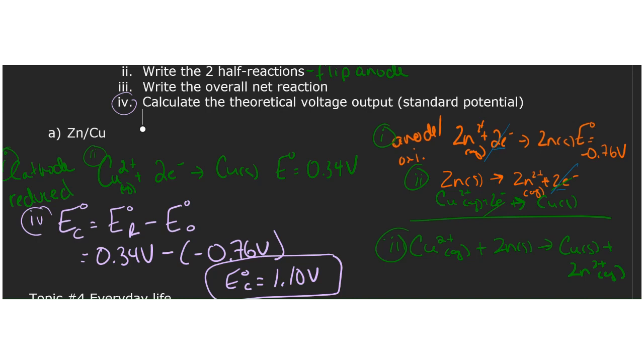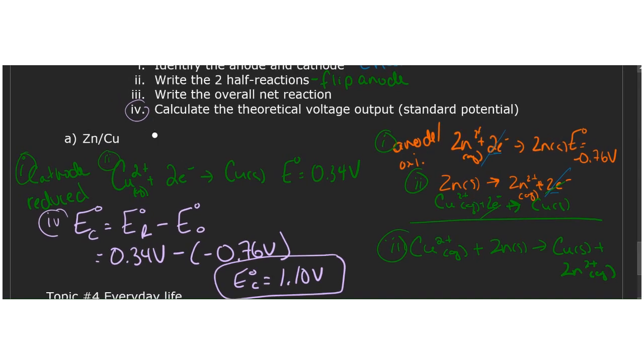I would really probably have this example on my cheat sheet. And you always flip the anode. Make it look like it's losing electrons.